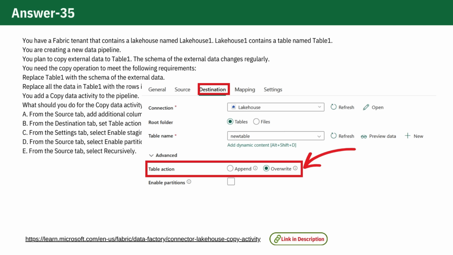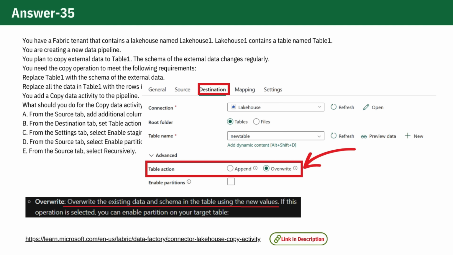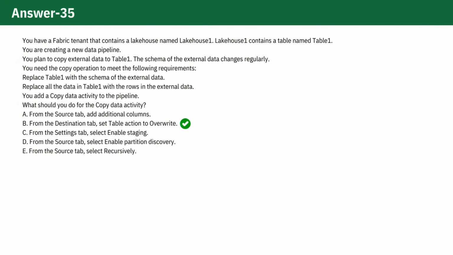Here's why. Setting the table action to Overwrite in the Destination tab ensures that each time the pipeline runs, the existing table, Table 1, in your Lakehouse is completely replaced by the new schema and data from the external source. This approach handles schema changes effectively, recreating the table with the new schema and replacing all the old data, perfectly meeting your requirements. Let's explore why the other options don't fit.